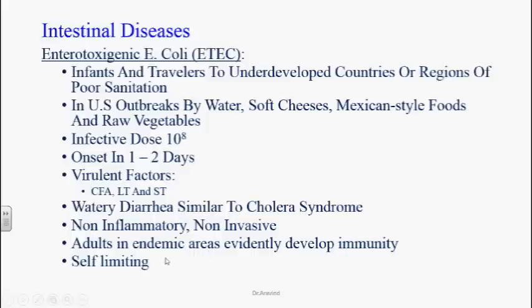Adults who always get this infection, who live in endemic areas, normally get immunity against this enterotoxigenic E. coli, where in their bodies they will have antibodies against the LT toxin, the heat labile toxin, which can inhibit the enterotoxigenic E. coli diarrhea.